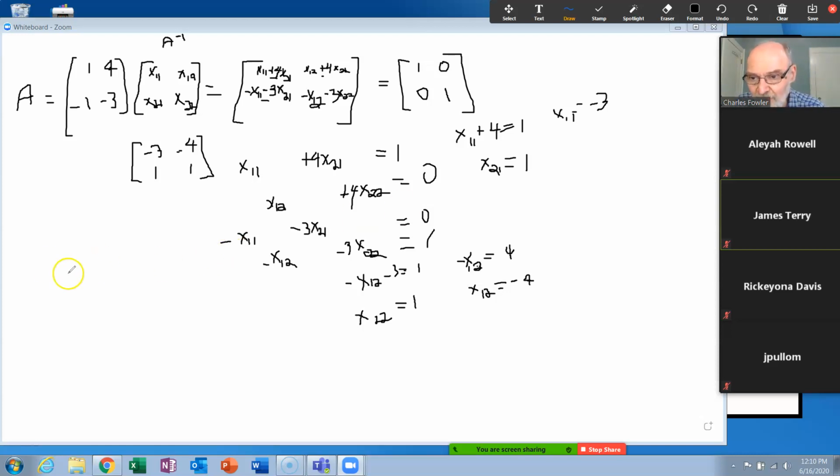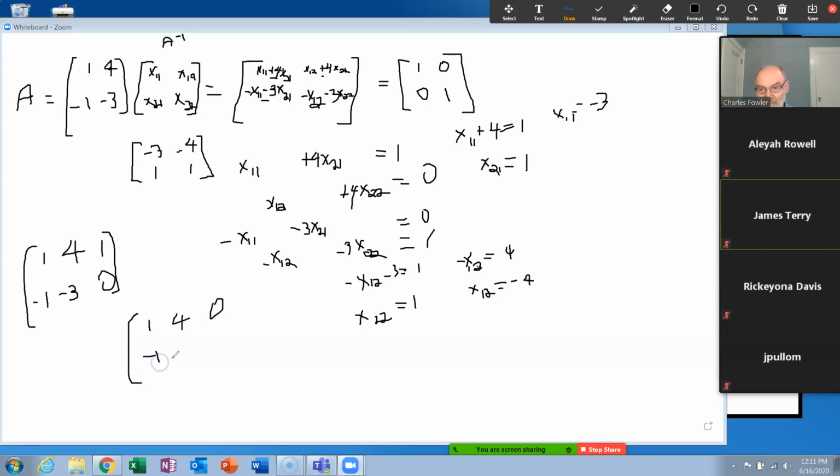So what you did was a row reduction of this here. 1, 4, 1. That was the constant over here. And this is a negative 1, negative 3, 0. That was that equation. Okay? Then the next equation was this one. Look at this. That's exactly what we did next. If you wrote the row reduction on that one, that would have been a 1, 4, 0, and this would have been a minus 1, minus 3, 1.